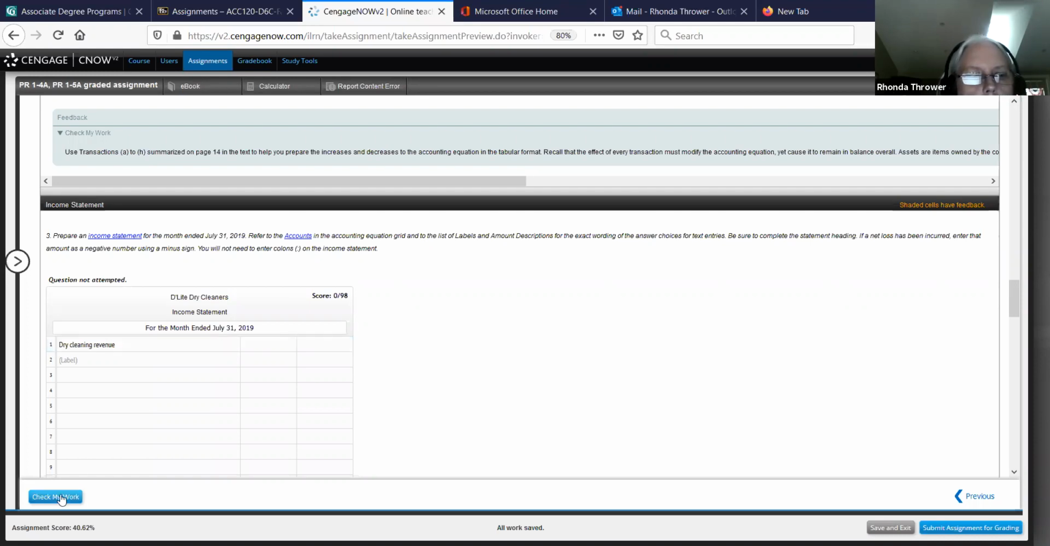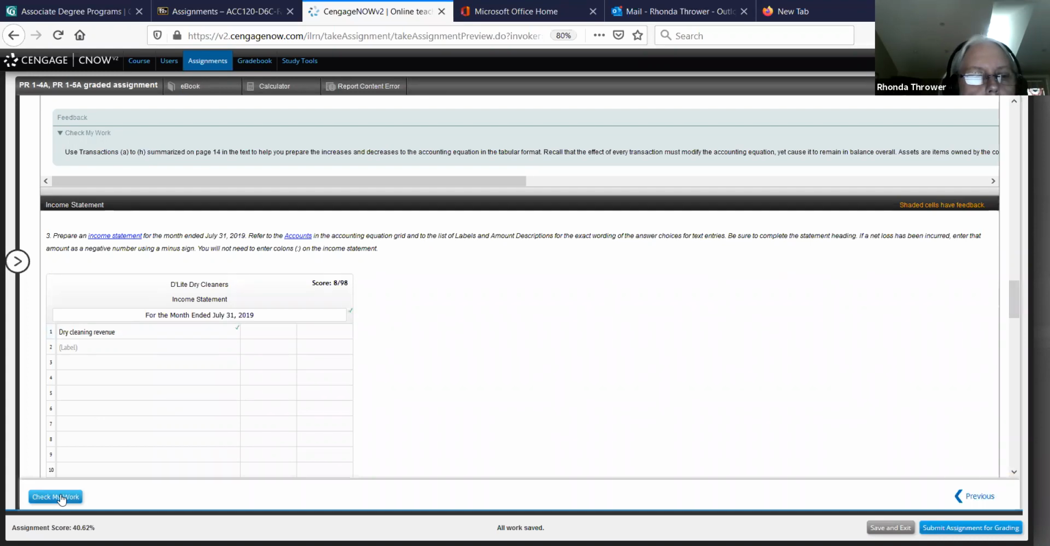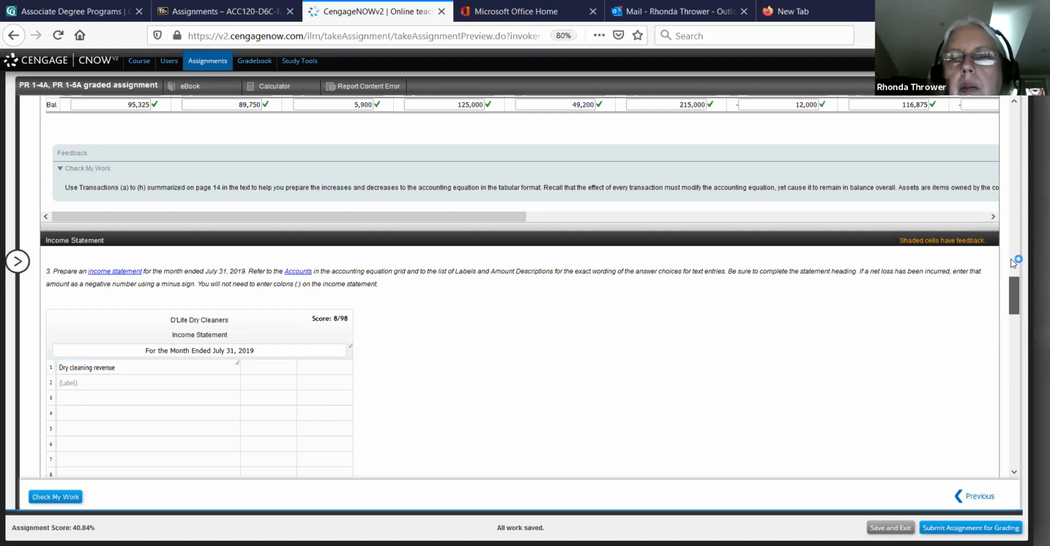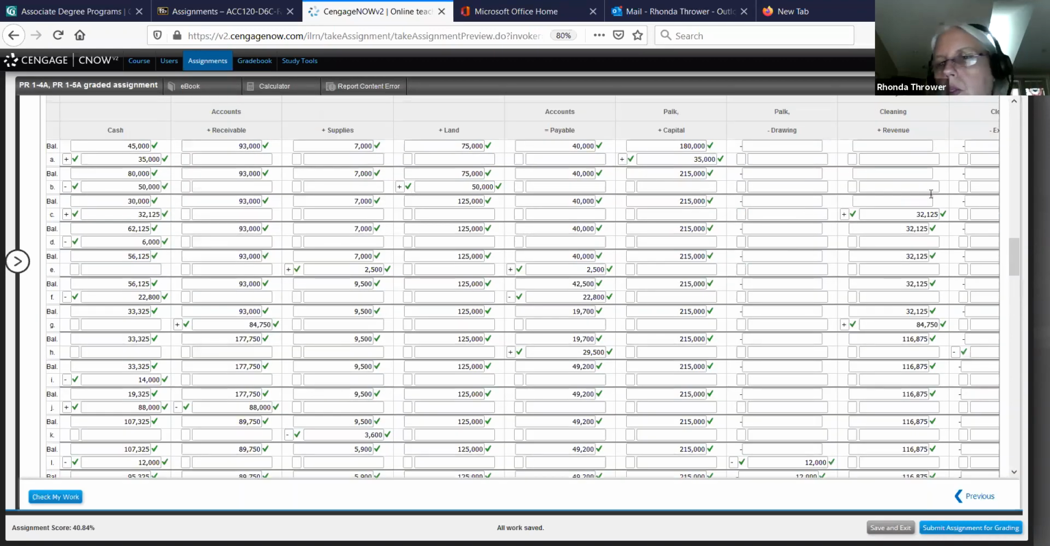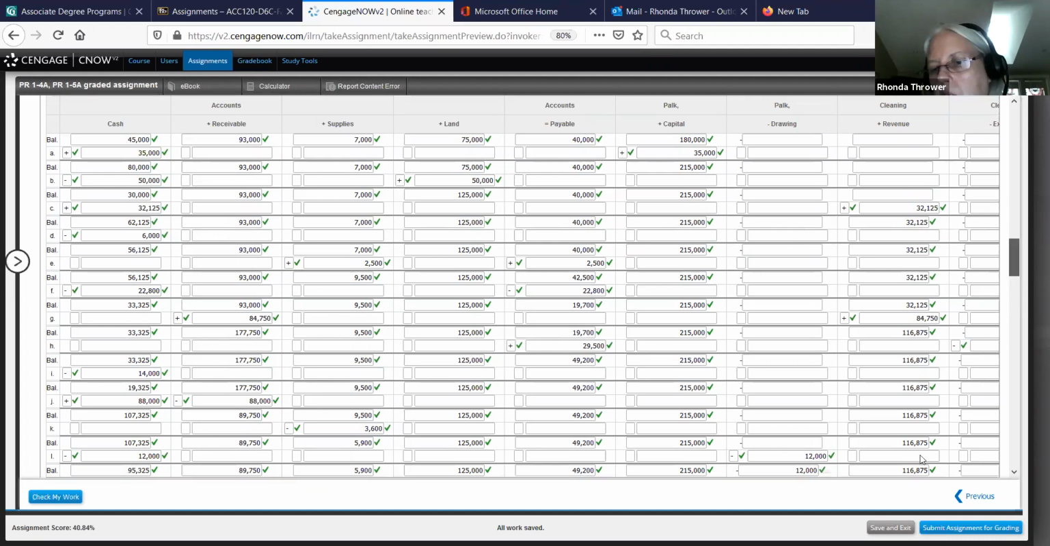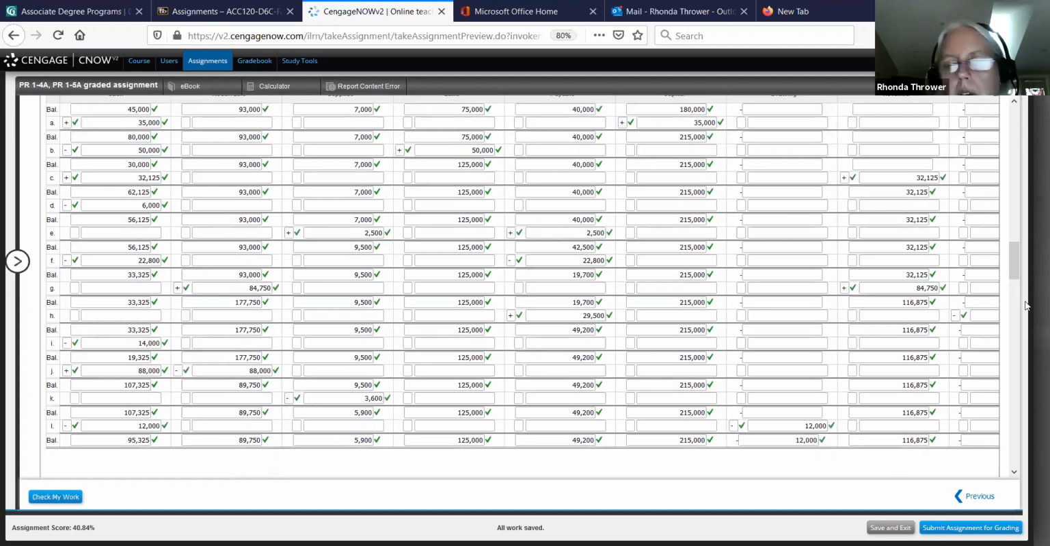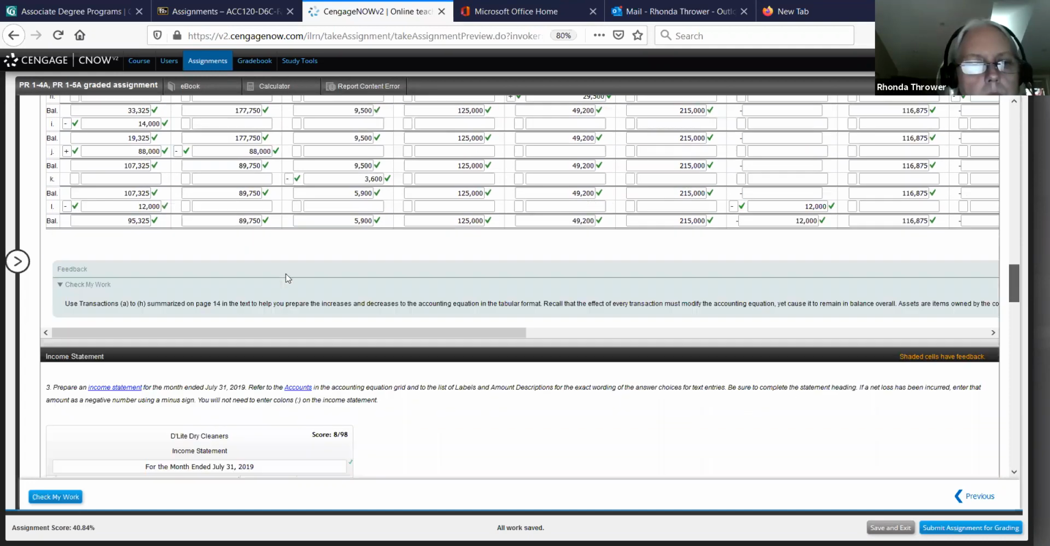So I'm going to check my work. And it's happy with it. So dry cleaning revenue is an account title that I would use for my revenue. The amount of my revenue, this is my cleaning revenue column right here. The ending balance was $116,875.